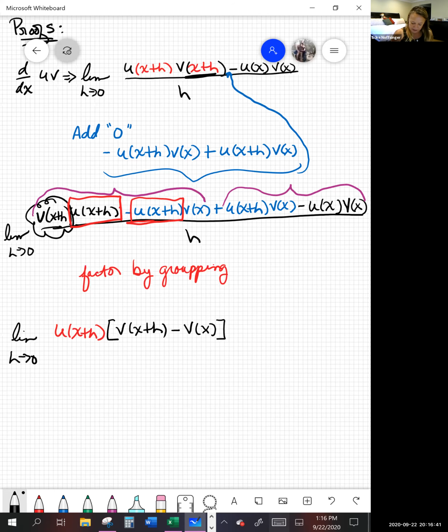And then over here, again, we have to look at what they have in common. If you look at what's in common in the last two groupings, notice they both have a v of x in common. So for those two pieces, we're going to pull out a positive v of x. And I think I did something wrong.